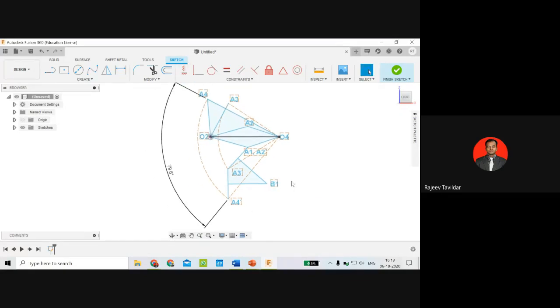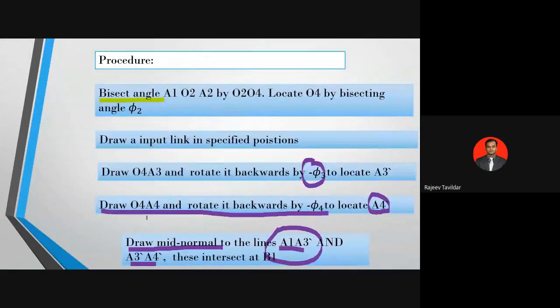You want me to repeat the step or show you the statement over here? We need to draw the mid normals for the line A1 and A3 dash. Another mid normal is from A3 dash and A4 dash. Wherever they intersect, that will be our point B1.